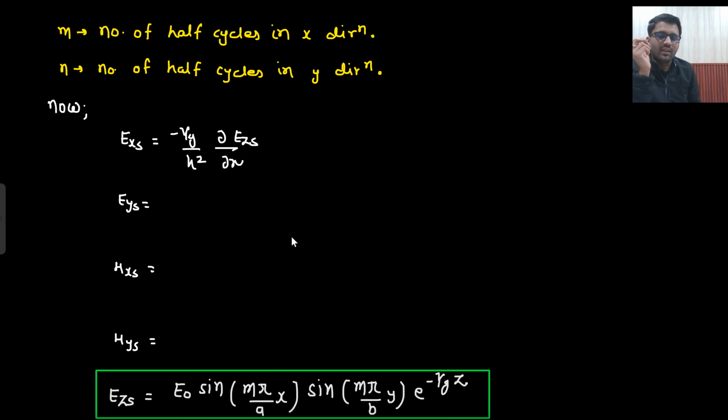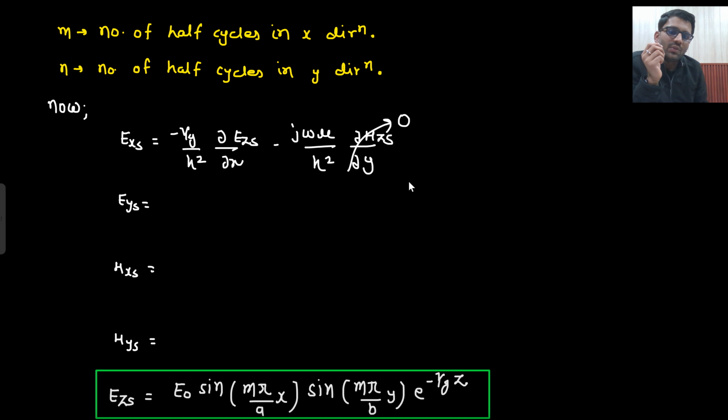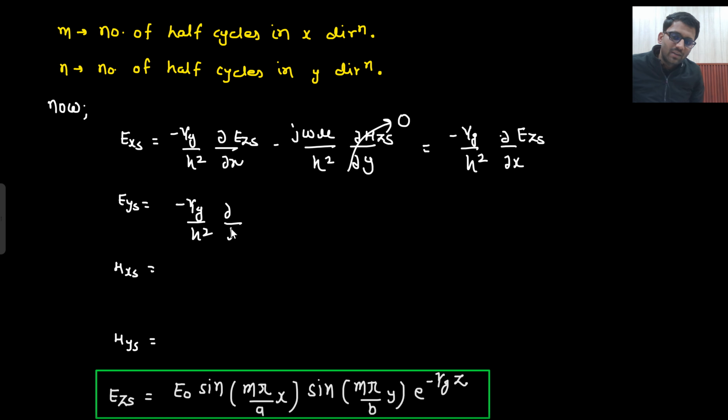In a rough manner, you can write it down like this. Why are we not writing this expression? Because I know that my HZS is 0, so this complete term is going towards 0. So we do not care about this expression. This is the final expression we will get: minus gamma g upon h square del by del x EZS. Similarly, for EYS, what expression will you get? Minus gamma g upon h square del by del y EZS.